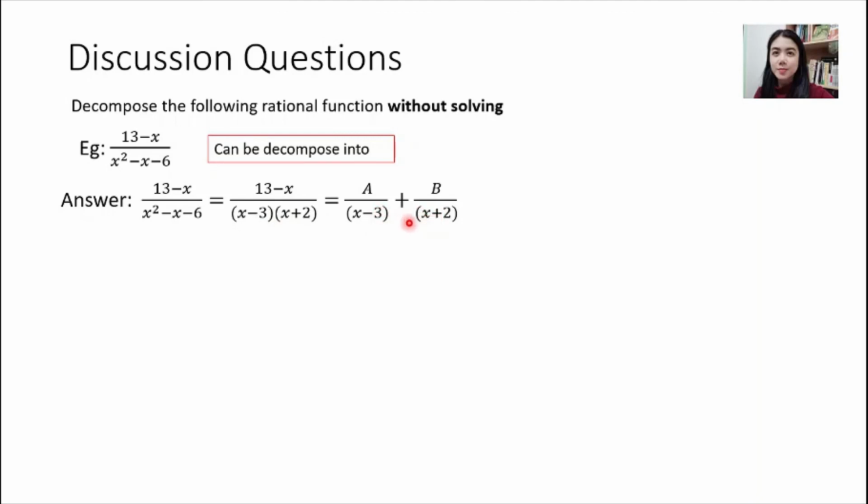These two fractions are actually linear, x to the power of 1. So at the top you put constant. This is linear, at the top you put constant. And just leave the answer in this way, because we say without solving. Don't go and find the value of a and b. Just leave it like this. I just want you to grasp the concept of how to decompose only. You will come across the topic of solving later.